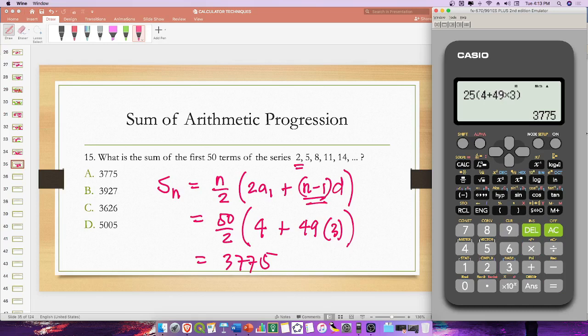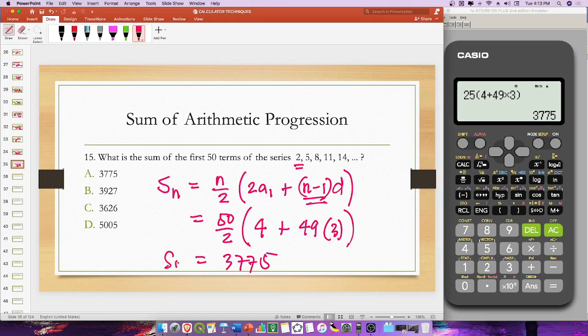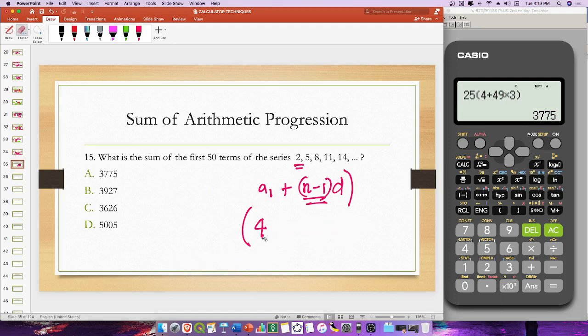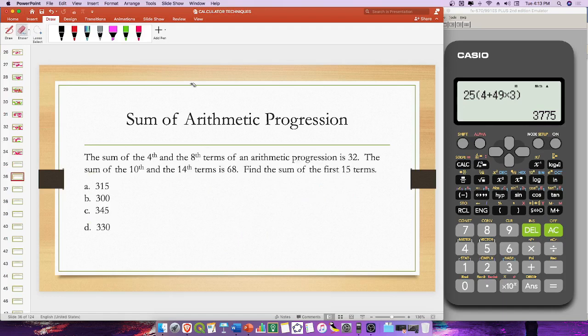Okay, that's it. That's 3775. That is the sum of your arithmetic progression. Can you still recall this one? All right, there are lots of formulas, but try to avoid memorizing the formulas. Now let's proceed to our next problem.